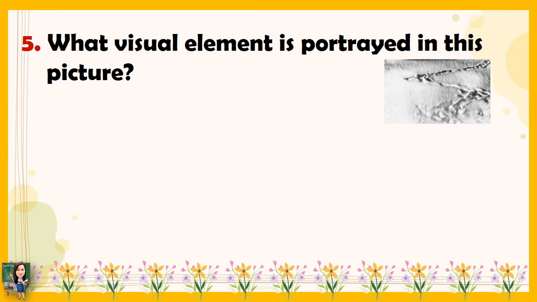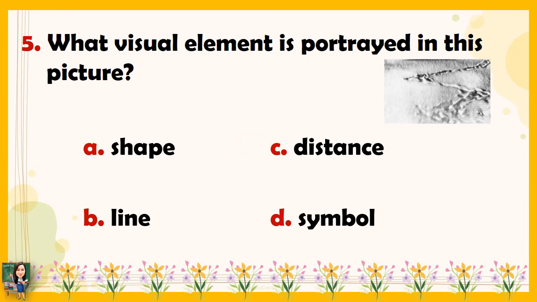Number 5. What visual element is portrayed in this picture? A, shape, B, line, C, distance, D, symbol. What is the correct answer? Very good. The correct answer is letter B, line.